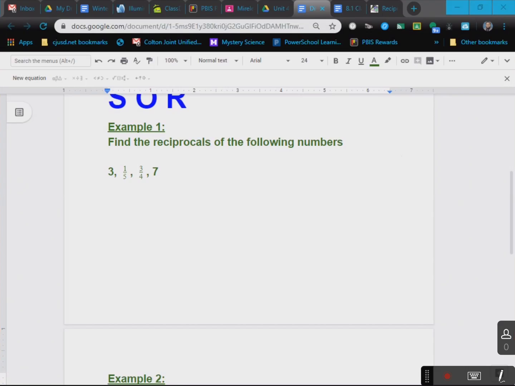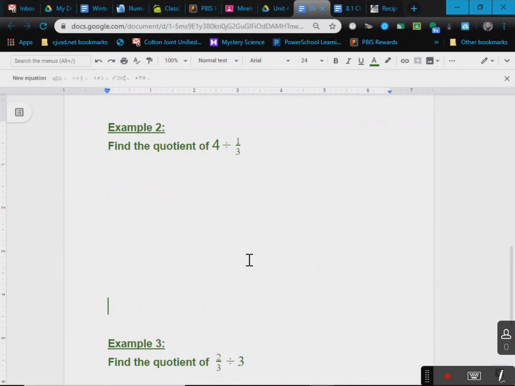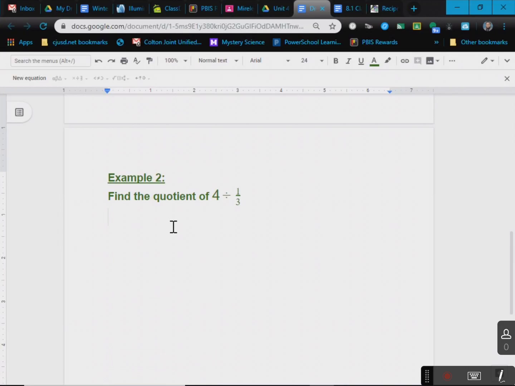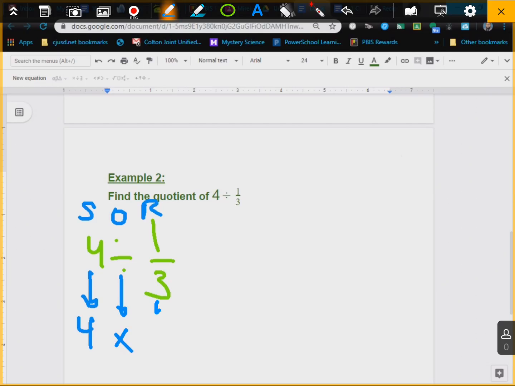All right, let's do the last two examples. We're actually going to divide some fractions. We're going to divide fractions with whole numbers today. So this one says find the quotient, or divide, 4 divided by 1 over 3. So you need to remember to SOAR: same, opposite, reciprocal. So 4 stays the same. The opposite of division is multiplication. And the reciprocal for 1 over 3 is 3 over 1, or 3. Now we just multiply. 4 times 3 is 12. And that is our final answer.